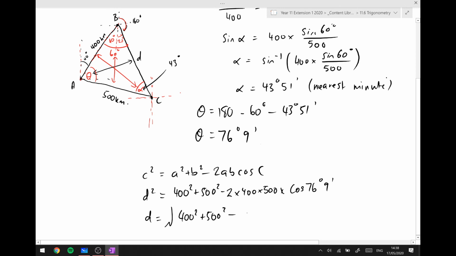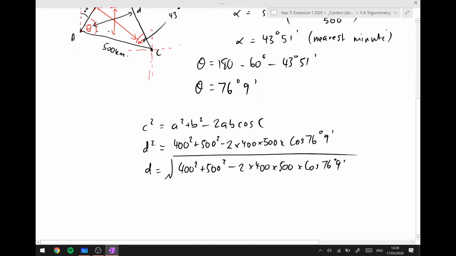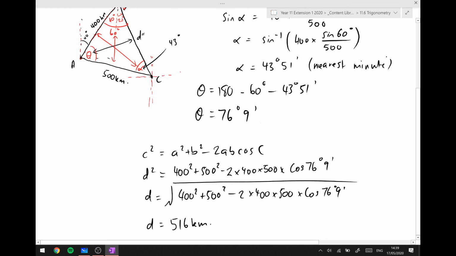I would recommend putting all your working out in. Don't try and shortcut it, because that way you might miss something important or might do something that's technically not mathematically correct. So putting that into our calculator, we should get an answer of 516 kilometers. So that's part A. This distance along here is 516 kilometers.